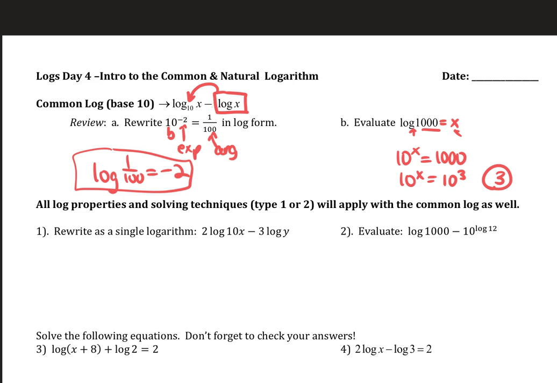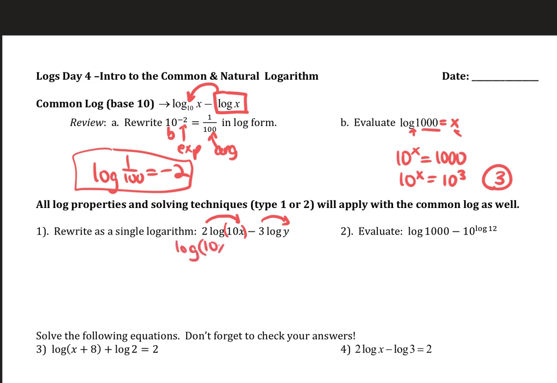So all log properties and solving techniques will apply to the common log as well. So if I ask you to rewrite something as a single logarithm, we always look for the power property first, and then we deal with the product and quotient. So I notice that I have a 2 that has to come back and a 3 that has to come back. And this hasn't happened in any of our examples yet, but there's a value in the argument that the 2 or the square has to apply to completely. So I'm going to write it that way first.